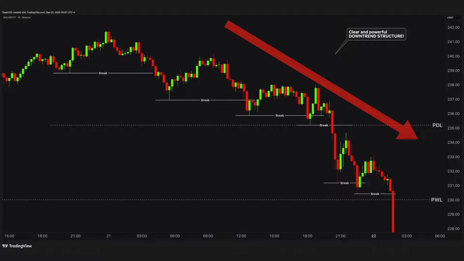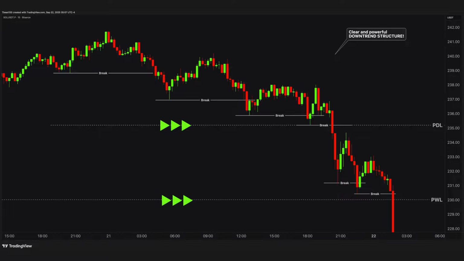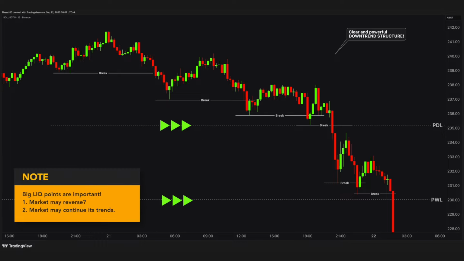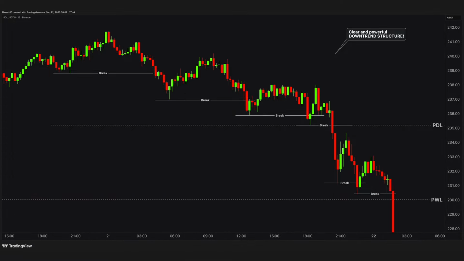Now in this situation, we have two important targets. The first is the PDL, which is the previous day's low. The second is the PWL, which is the previous week's low. The big question is, are we going to see a reversal after the market hunts these levels? Or will the price just continue pushing lower? How do we recognize whether it's a true reversal or simply a continuation of a downtrend?